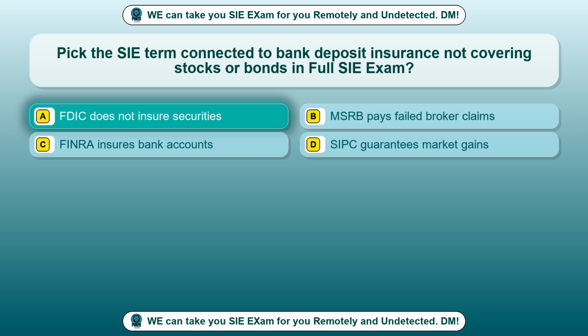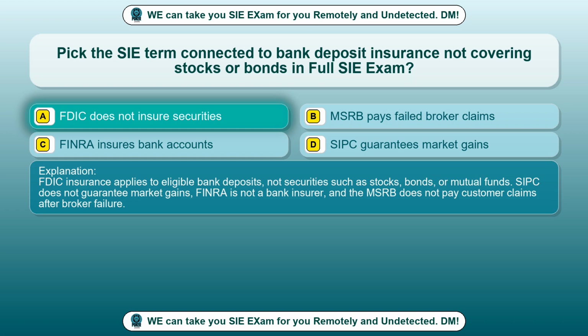FDIC does not insure securities. FDIC insurance applies to eligible bank deposits, not securities such as stocks, bonds, or mutual funds. SIPC does not guarantee market gains, FINRA is not a bank insurer, and the MSRB does not pay customer claims after broker failure.